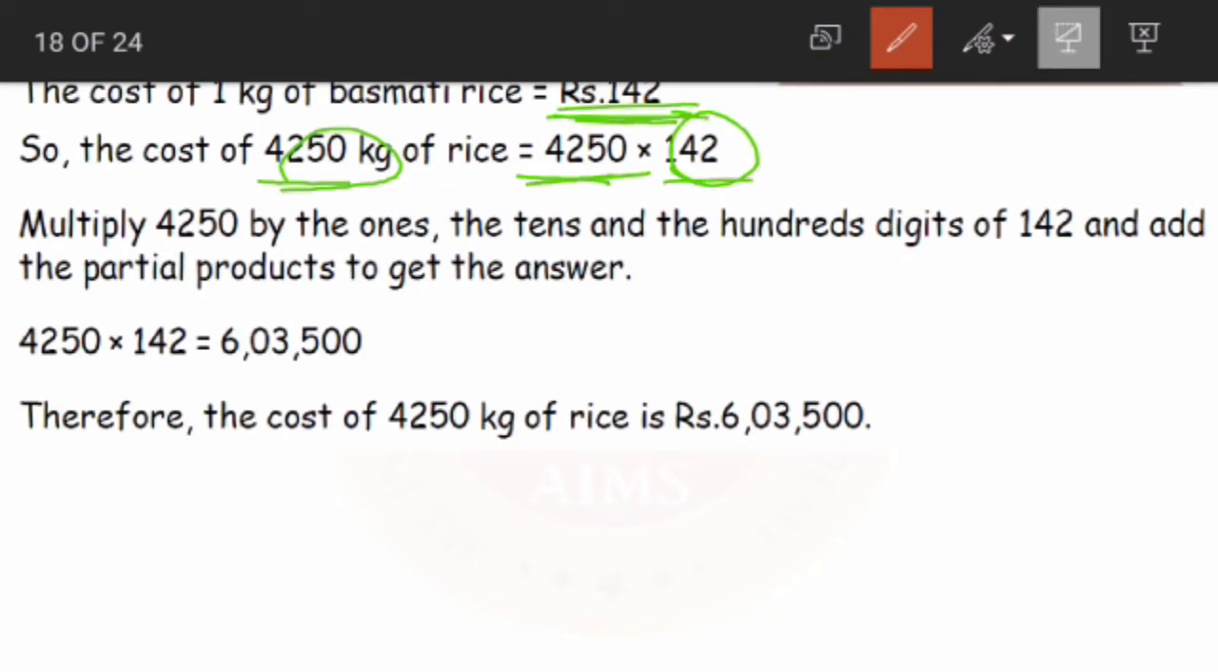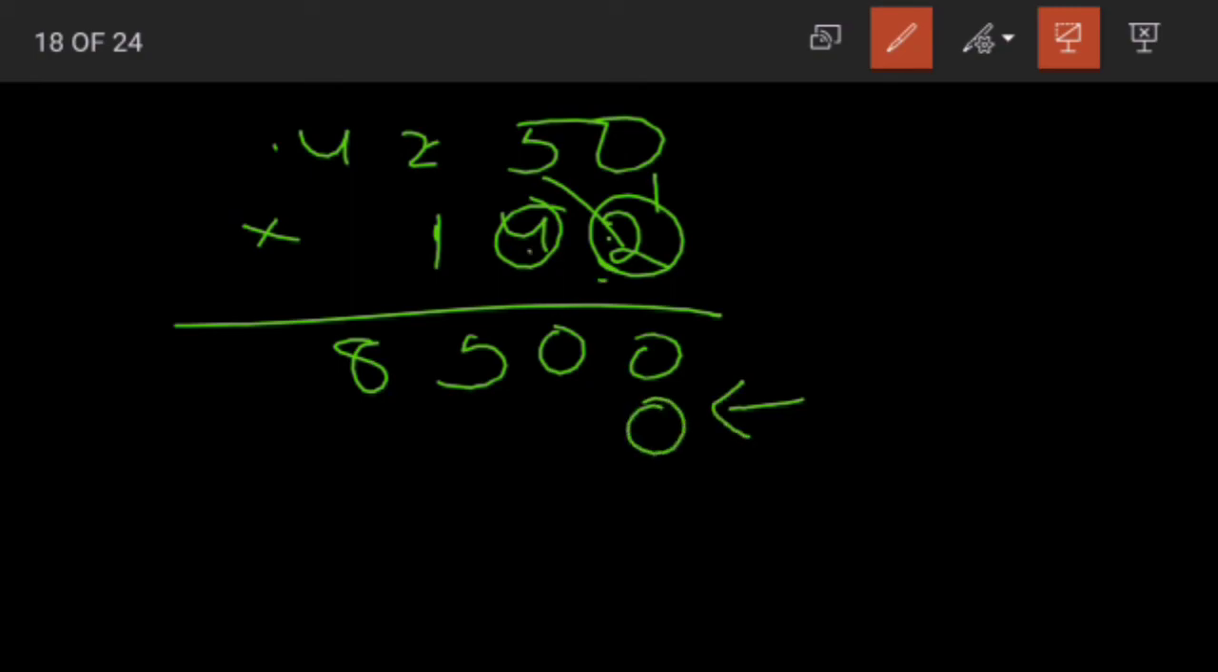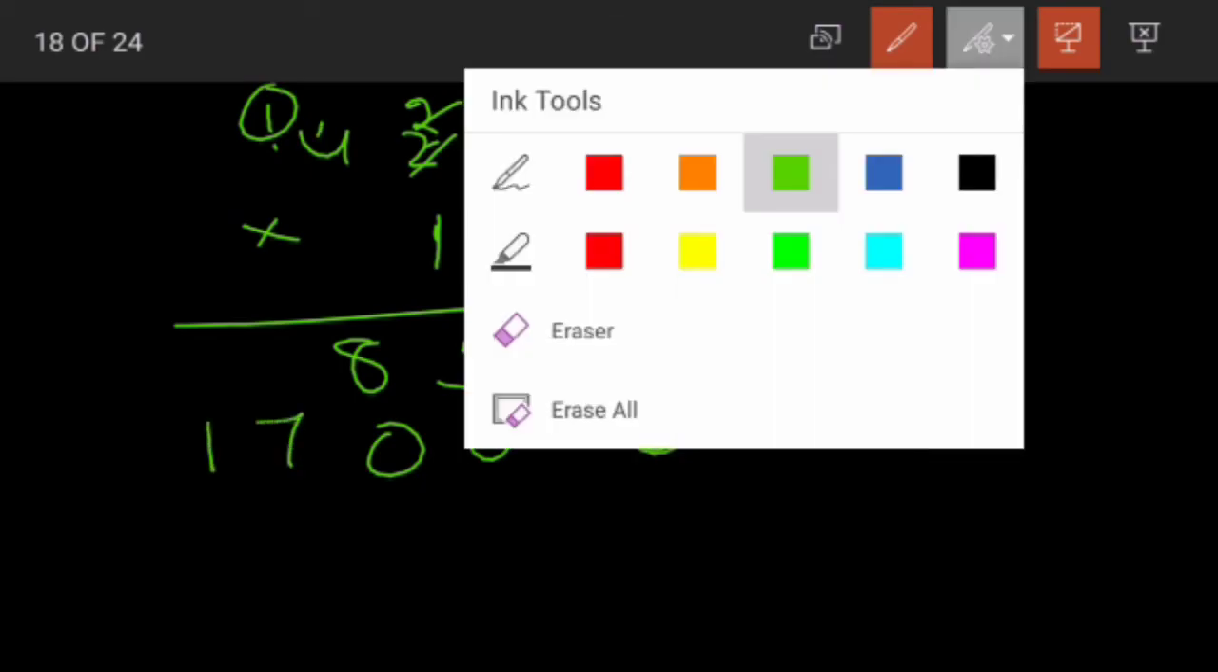4,250 into 142. Yes, starting from 2. 2 zeros are 0. 2 5s are 10. 0 here, 1 carried. 2 2s are 4 plus 1, 5. Lastly 2 4s are 8. Yes children? Yes. Now moving on to the next digit, which is 4. A new line, and after 4 we are having 1 digit, so we have placed 1 zero. 4 zeros are 0. 4 5s are 20. 0 here, 2 carried. 4 2s are 8. 8 plus 2, 10. 0 here, 1 carried. 4 4s are 16. 16 plus 1, 17.